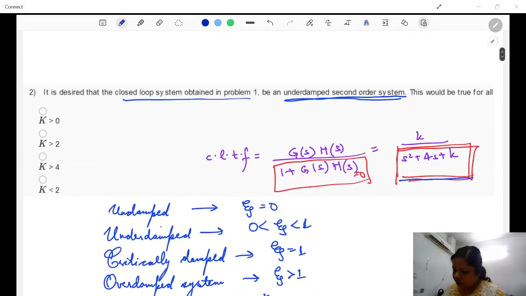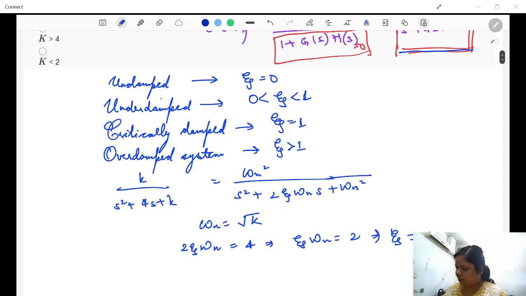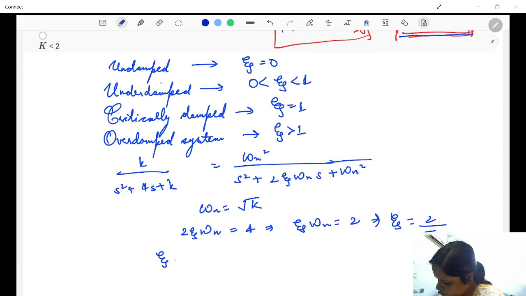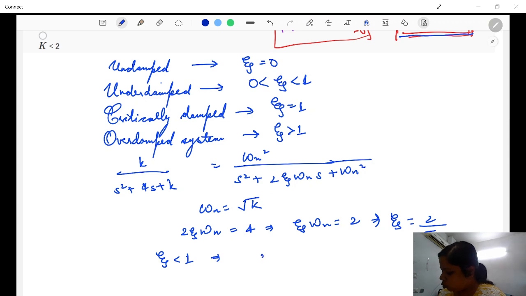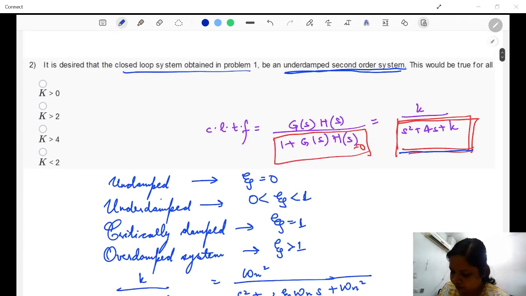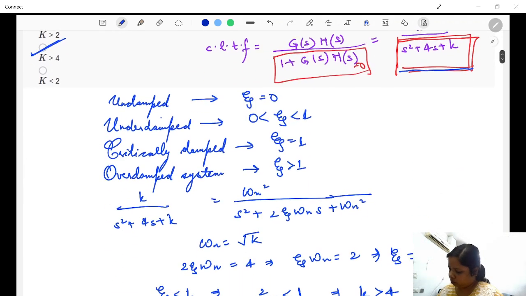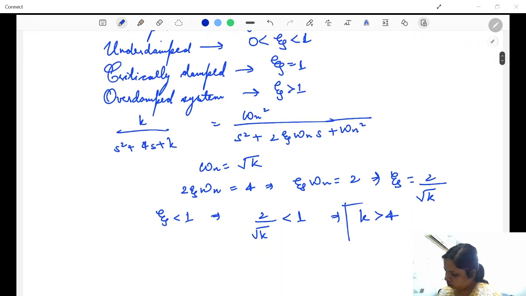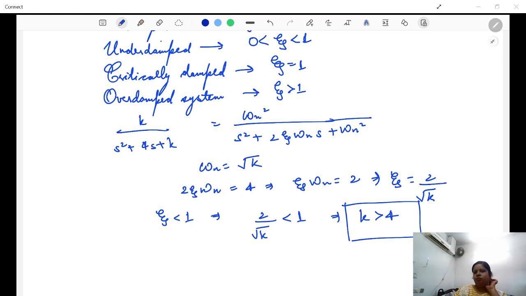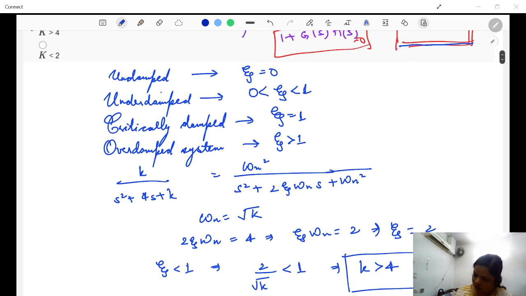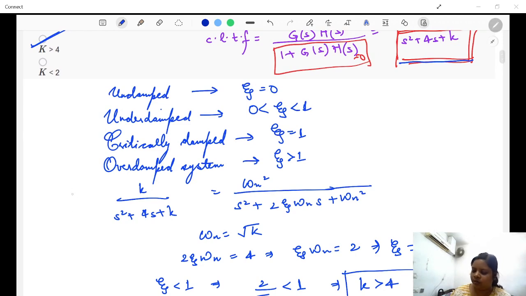So what do we want? For an underdamped system, zeta should be less than 1. That means 2 upon root k should be less than 1. That means k should be greater than 4. Do you have it in the options? Yes. k should be greater than 4. I hope this is clear. You just have to compare both of these equations: whatever you got from the system and whatever is the standard second order system closed loop transfer function. Then you find out the results.